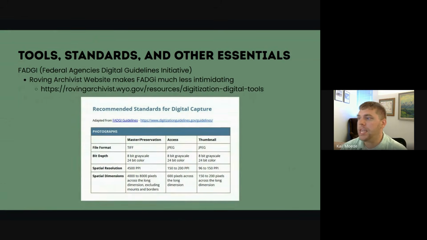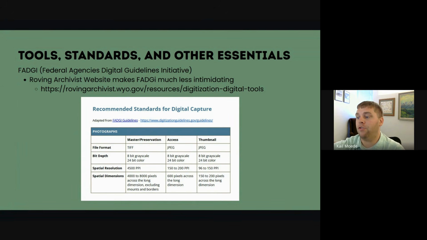So this next one, again, the Roving Archivist website has a great resource for this. They take these FADGI guidelines and put them into a much more accessible, a much less intimidating format. So I just took this screenshot. This is for photographs. So it tells you if you're trying to make a master or preservation copy of a photograph, this is what you should aim for.